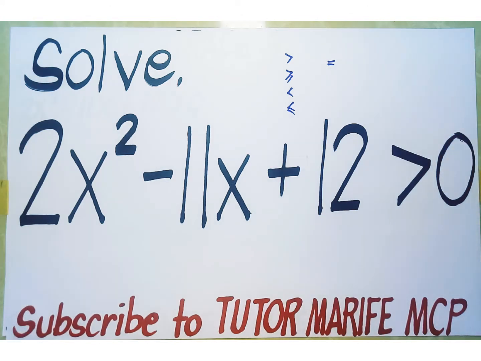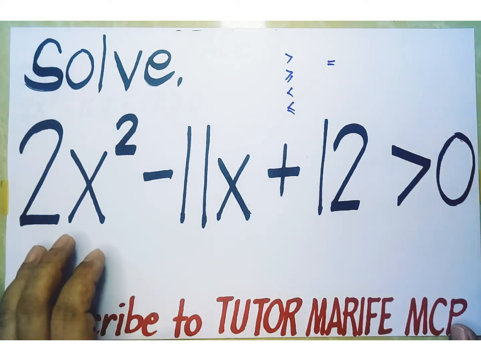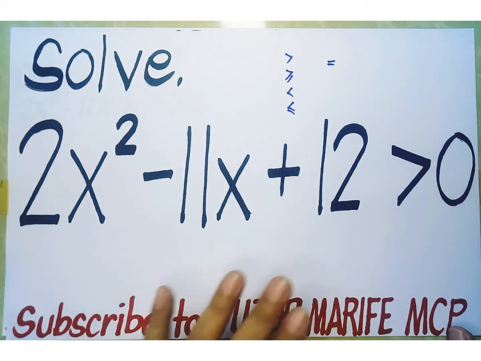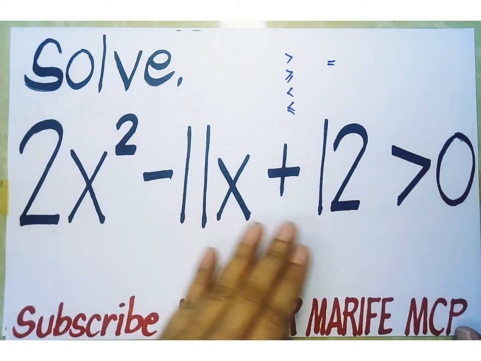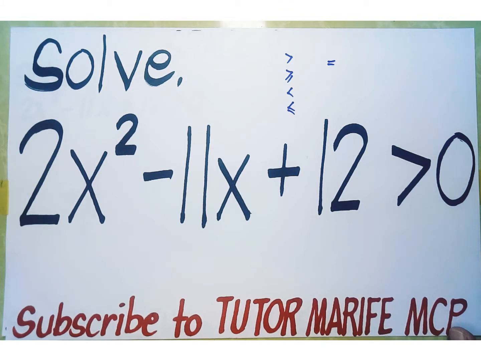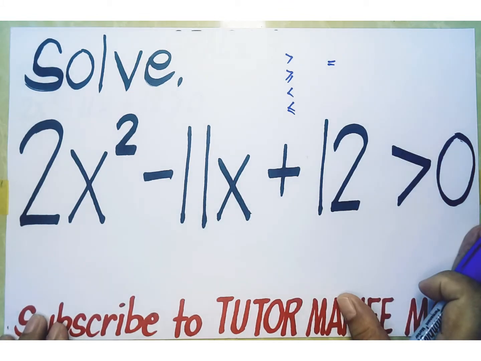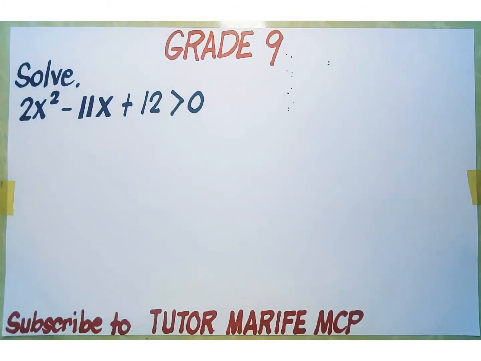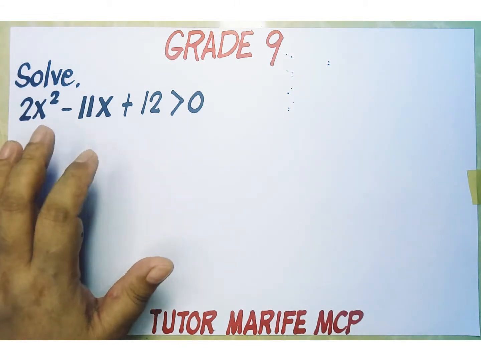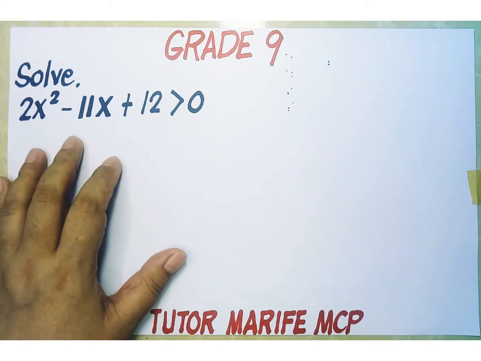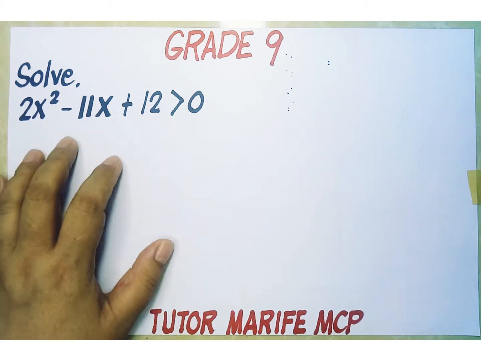Okay, so let's start. We have here 2x squared minus 11x plus 12 greater than 0. And we're going to solve for the solution set of this given inequality. Okay. So, when we are solving for the solution set of a quadratic inequality, we use the whole process of solving quadratic equation.